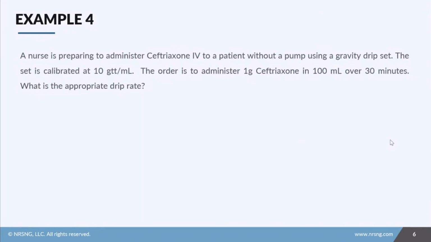A nurse is preparing to administer ceftriaxone IV to a patient without a pump using a gravity drip set. The set is calibrated at 10 drops per mL. The order is to administer 1 gram of ceftriaxone in 100 milliliters over 30 minutes. What is the appropriate drip rate? Now remember, drip rate is always GTTs per minute or drops per minute.